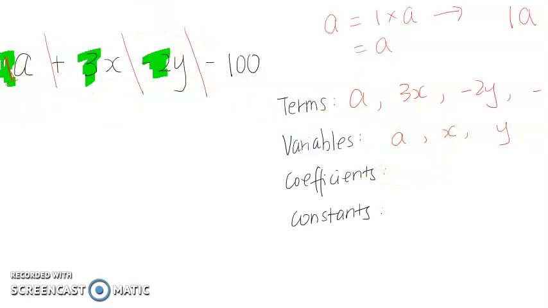So the coefficients will be 1, 3, and negative 2. And the constant will be the number that is alone. We can see the number negative 100, remember to carry the sign, is alone. There are no letters attached to it. So that will be called the constant. So it's negative 100.